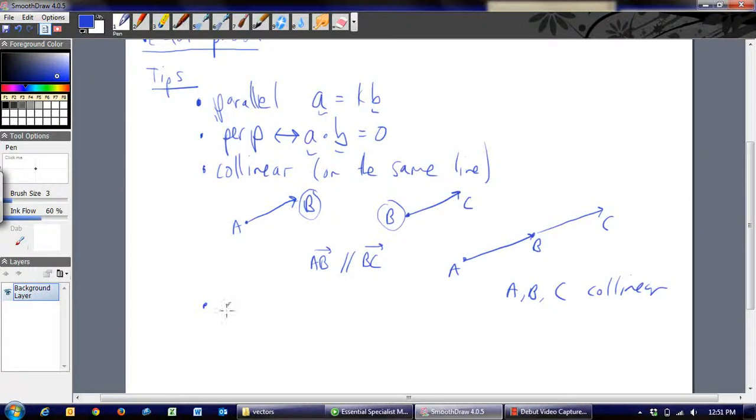Another important thing to remember is that A dot A is equal to the magnitude of A squared. That's a good little thing to remember when you're doing an algebraic type proof.